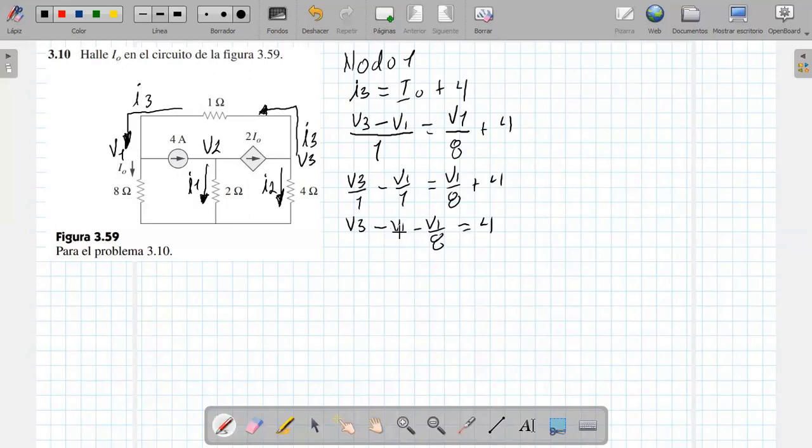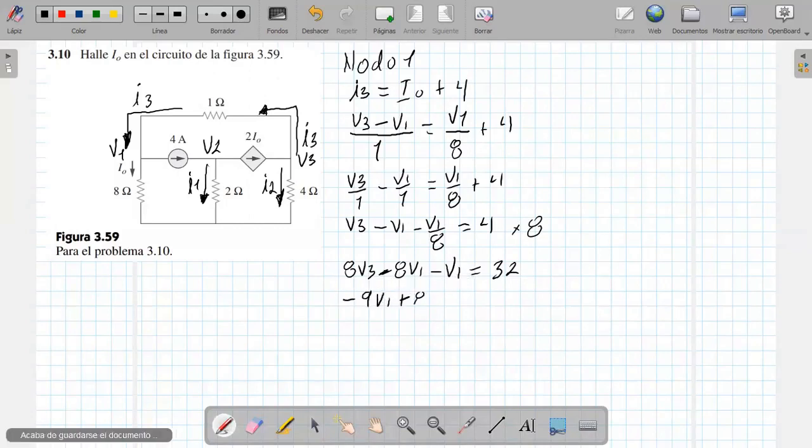Before doing this, I'm going to multiply by 8 to eliminate this denominator. I have 8V3 minus 8V1 minus V1 equals 32. Negative 8 minus 1 gives negative 9V1 plus 8V3 equals 32. This is going to be my first equation.